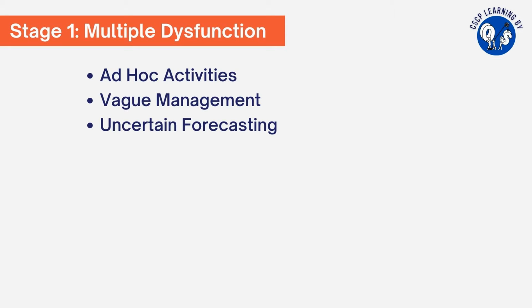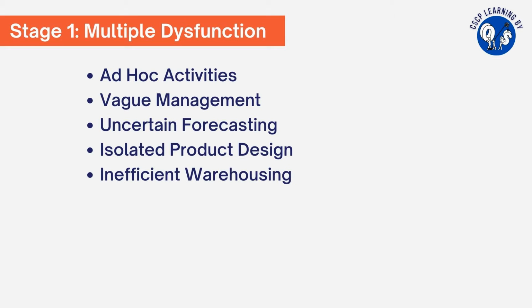Uncertain forecasting. When the company tries to predict what products will be in demand, they mostly guess. And sometimes they guess too optimistically because they are too hopeful about their product's success. It's like betting on a horse without knowing its track record. Isolated product design. When creating new products, they don't talk to other teams like manufacturing or marketing for advice. It's like designing a car without asking engineers or marketers for their input.